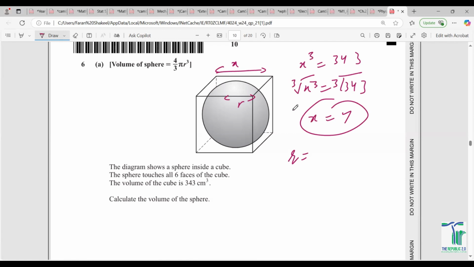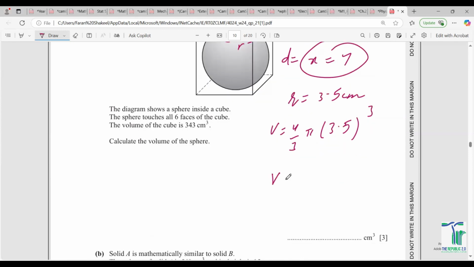So x could be treated as the diameter of the sphere, and r would be 3.5 centimeters. Once you've got the r, you can easily get the volume of the sphere. That would be just 4/3 pi times r cubed. If you solve this, you would have the volume, and the volume is going to be 179.5 centimeters cubed. So that is the volume.